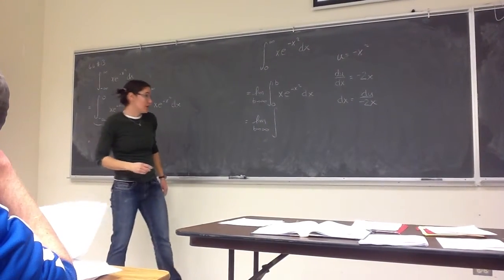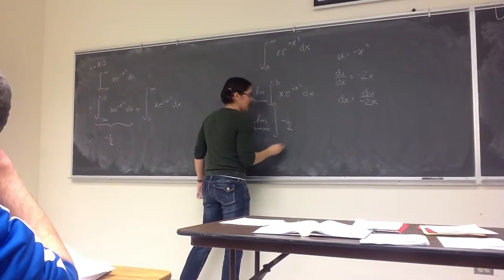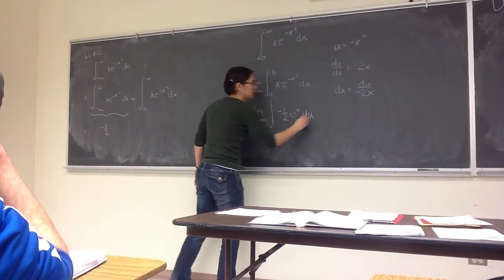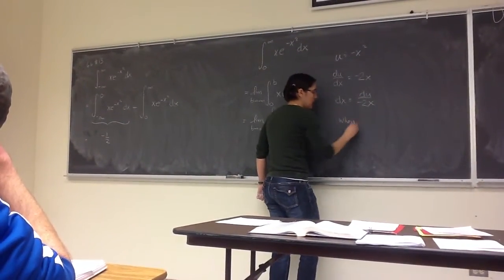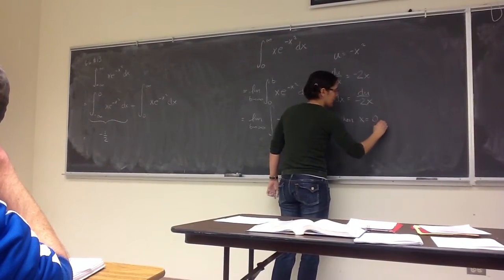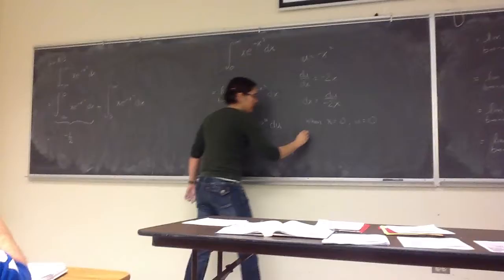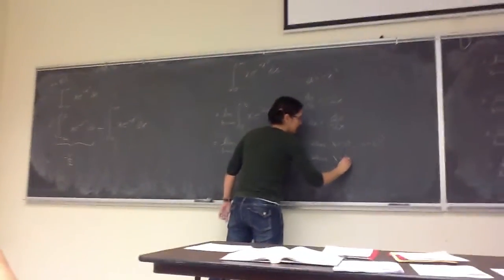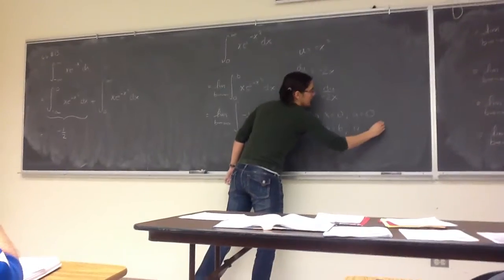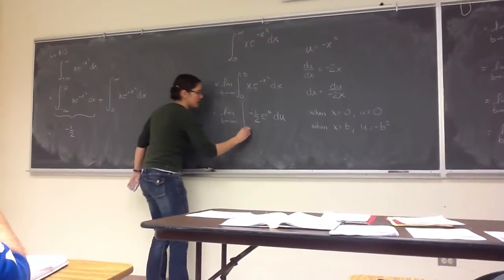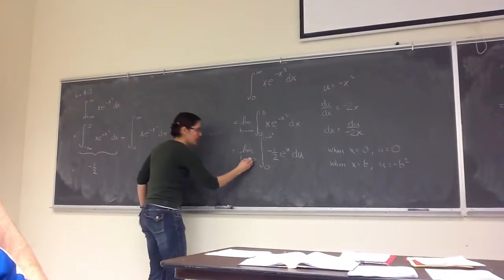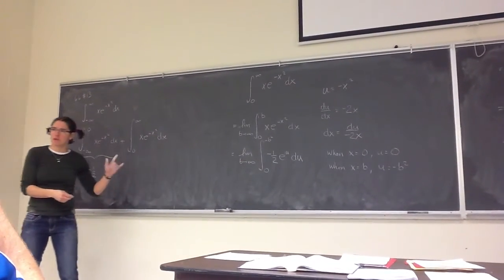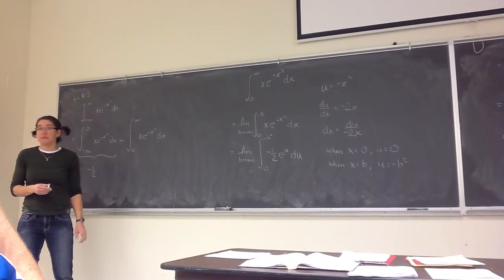We can make our substitutions. The same substitution is going to happen as last time, negative 1/2 e to the u du. My boundaries, when x is equal to 0, then u is also equal to 0. And when x is equal to b, then u is equal to negative b squared. So our two boundaries look like 0 and negative b squared. Exact same integral that we looked at last time. The boundaries are flip-flopped from before, but otherwise the same.